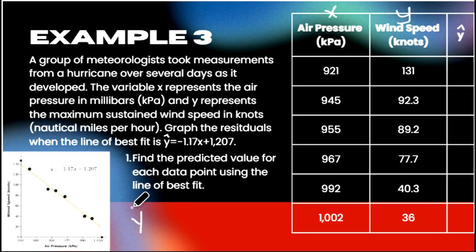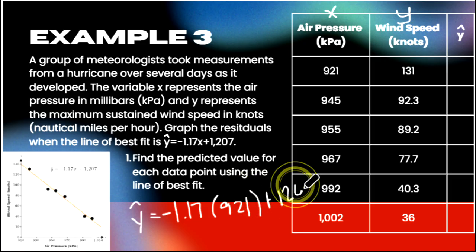For example, y hat is equal to negative 1.17 times our first x value, which is 921, plus 1207. Sorry, I'm running out of room, so we're going crooked. Grab our calculator, and we go negative 1.17 times 921, which gives us negative 1077.57, and we add 1207 to that, and our final answer is 2284.57.